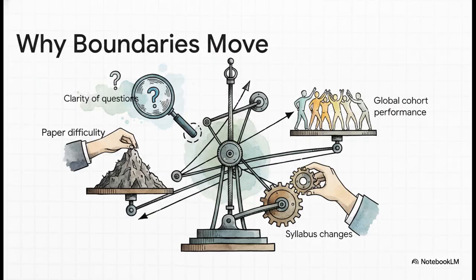But why do they move around so much? Why aren't they just fixed? Well, a few big things are at play. If an exam paper turns out to be way harder than usual, guess what? The boundaries will probably drop. If a question was worded poorly and confused everyone, they'll account for that. They even look at how the entire group of students around the world performed and consider if any recent syllabus changes made things trickier. It's a really dynamic process.